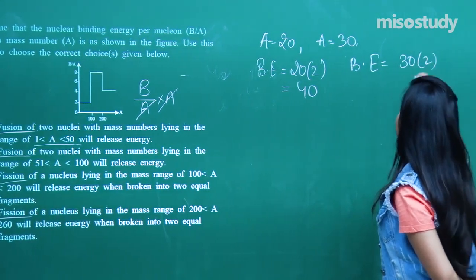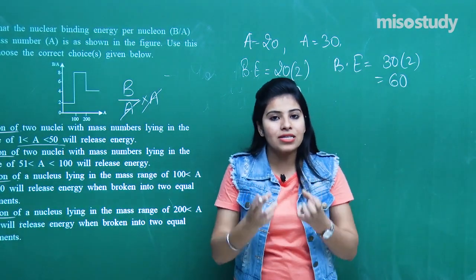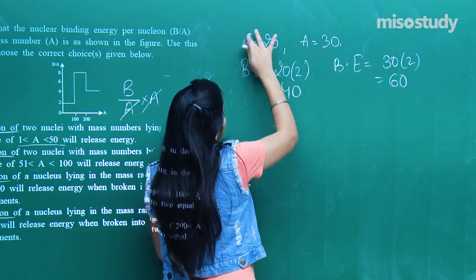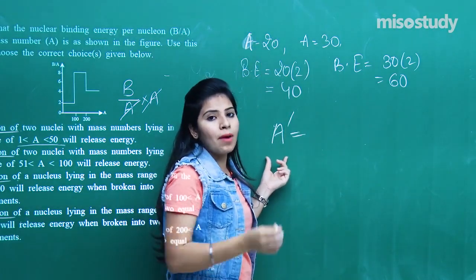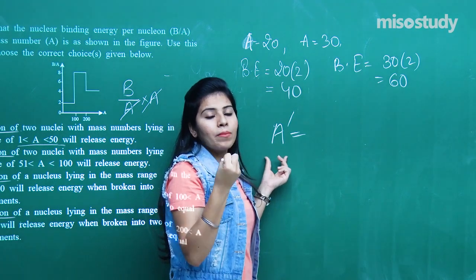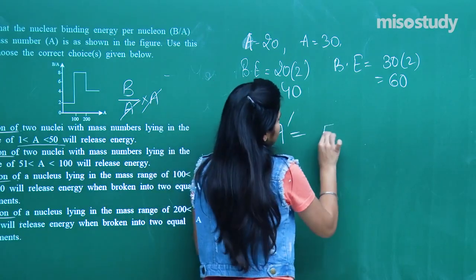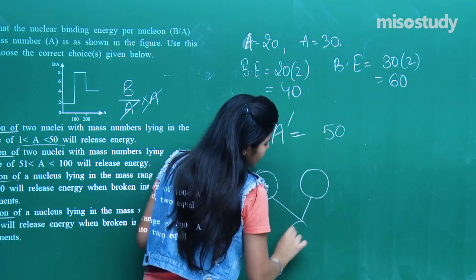Now when the masses are going to combine, let me write it as A prime. This will be the mass of the combination of these two. That means 30 plus 20. I have shown you one process, these two nuclei combining into one.